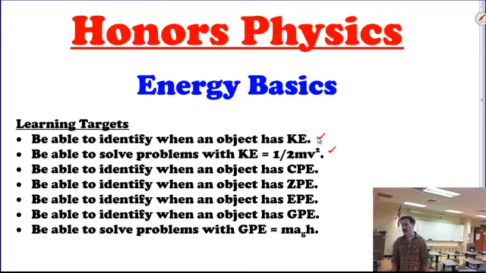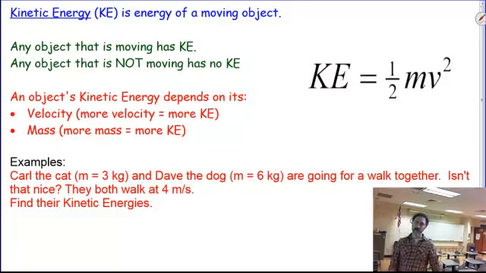You should be able to identify when an object has what we're going to call chemical potential energy, electric potential energy, elastic potential energy, and gravitational potential energy. And then finally, you should be able to solve problems using this gravitational potential energy equation. Okay? So there's a quick rundown of what we're going to be doing here. It seems like a lot, but it'll go quick.